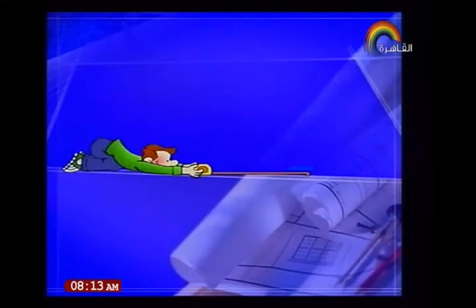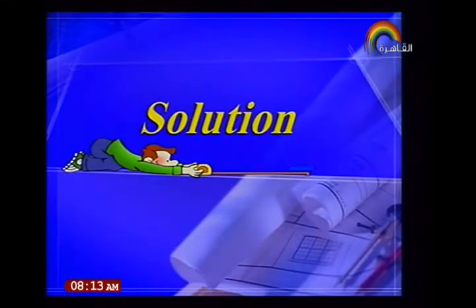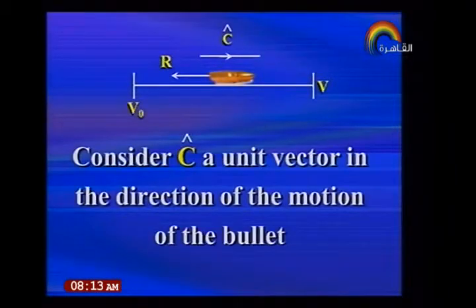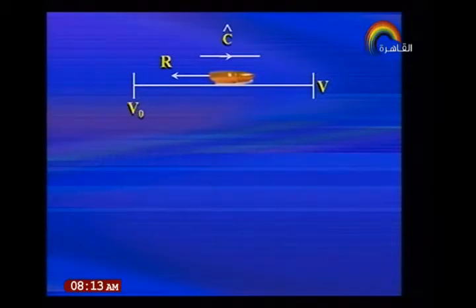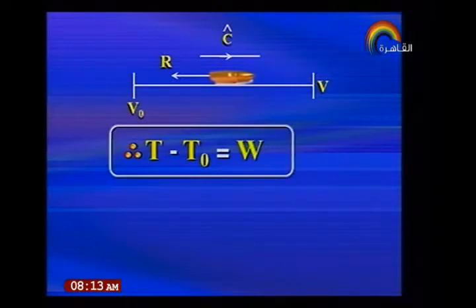Look at the solution, dear student. Consider C is a unit vector in the direction of the motion of the bullet. T minus T naught equals work done. Remember the relation between work done and energy: the change of energy, T minus T naught, equals W, or the work done.